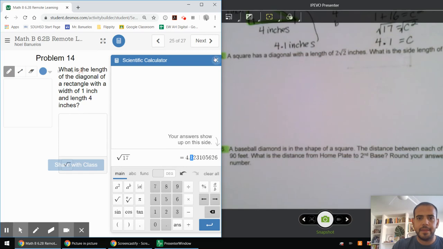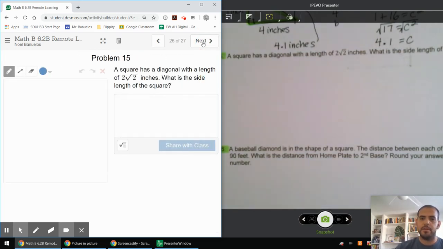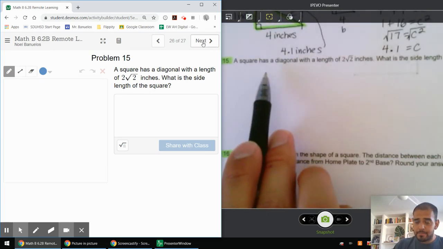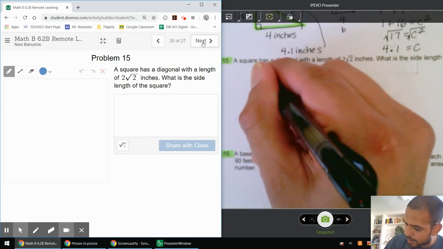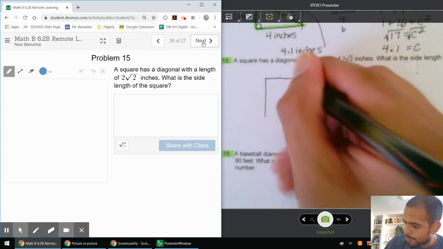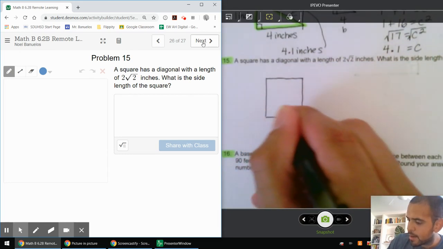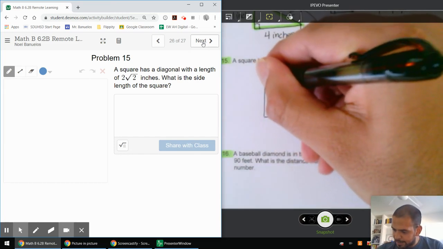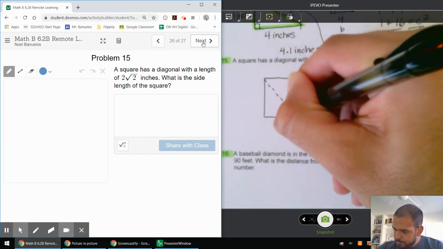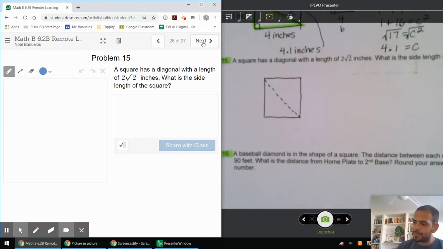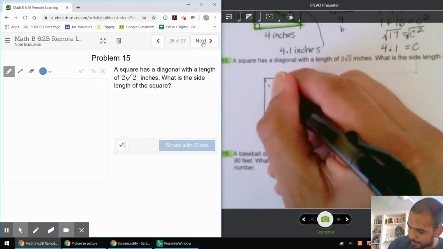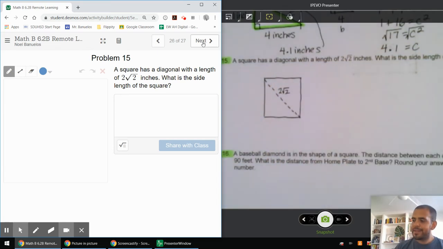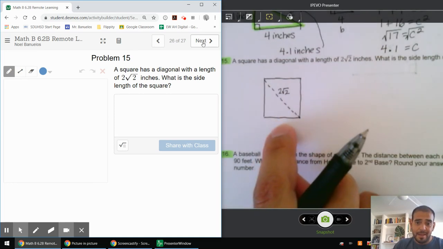Number 15. I want to go over each word problem so you feel confident for the homework, okay? So number 15, a square. Okay, so let's draw a square. Here's my square. And it has a diagonal. Okay, we're going to draw the diagonal. It has a diagonal of 2 square root of 2 inches. Okay, I'm going to label that. What is the side length of the square?